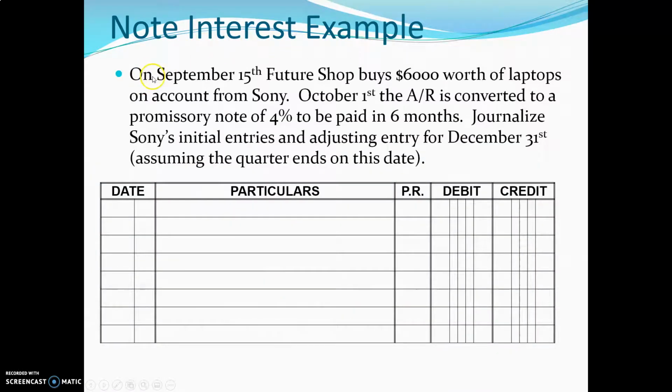Note interest example. On September 15th, FutureShop buys $6,000 worth of laptops on account from Sony. On October 1st, the accounts receivable is converted to a promissory note of 4% to be paid in 6 months. We're going to be journalizing Sony's initial entries and adjusting entry for December 31st, assuming that the quarter ends on this date.